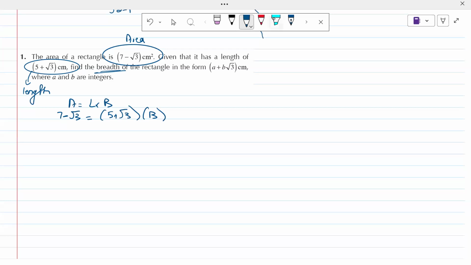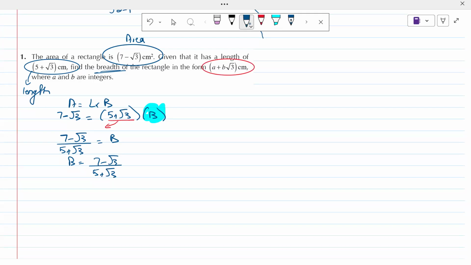And here again, to isolate the breadth, you have to move this 5 plus root 3 to the other side. And that has to go into division. So 7 minus root 3 upon 5 plus root 3 has to be equal to breadth. Rewriting it, breadth equals 7 minus root 3 upon 5 plus root 3. And now this needs to be rationalized to have the final answer in this form, a plus b root 3.